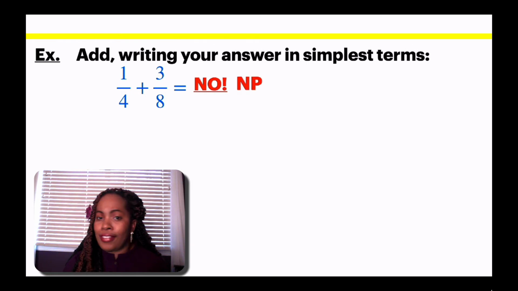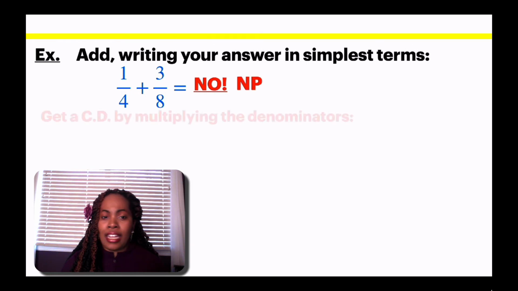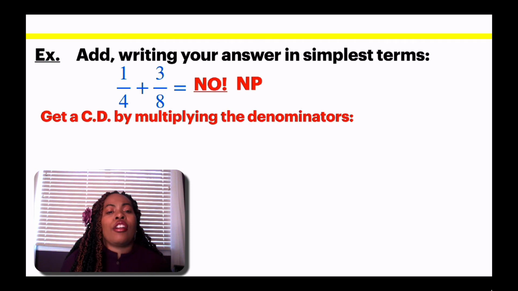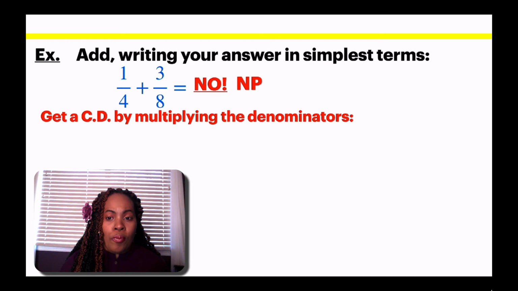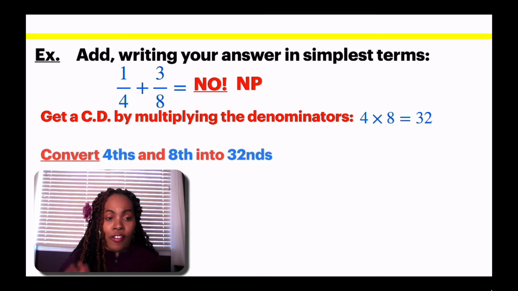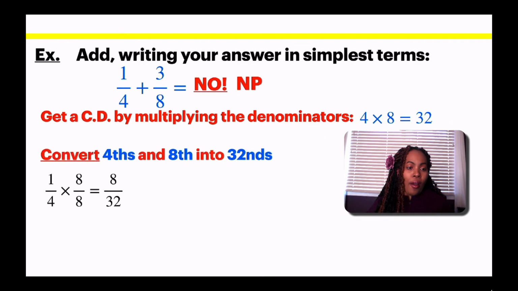Therefore, we have to take them through the process of getting a common denominator. We're going to find our CD by multiplying 8 times 4. Now, when you multiply 4 times 8, you get 32. So our denominator is going to be 32nds. So here we go. Let's convert these fourths and eighths into 32nds. 1/4 times 8/8 equals 8 32nds. And 3/8 times 4/4 gives us 12 32nds.